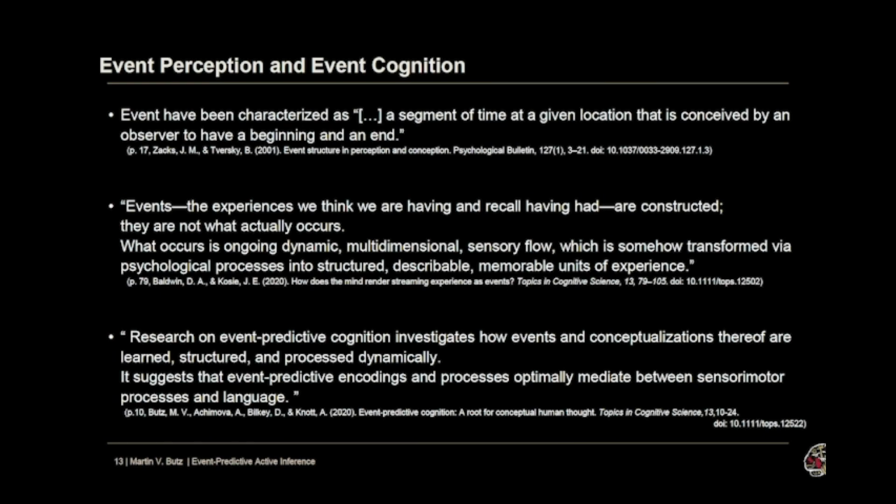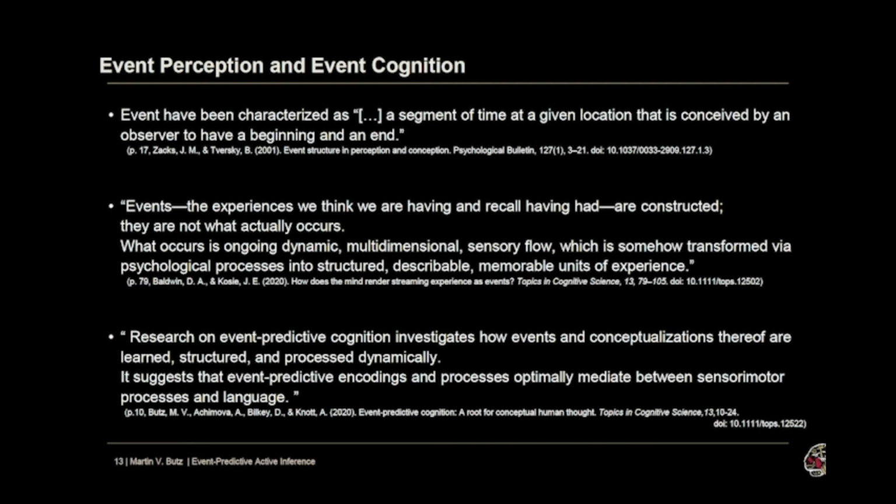Then we have to uncover how the system can really work with this, how the system can realize and essentially detect events from sensorimotor streams. And this has developed into more or less a research field by now. This research on event-predictive cognition essentially investigates what I just said: how events and conceptualizations of these events are learned, structured, and processed dynamically.